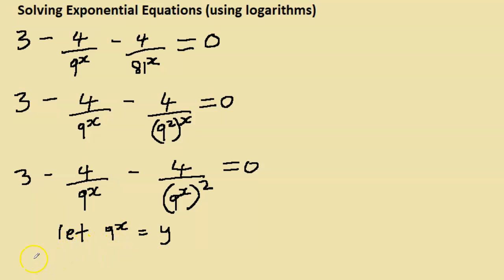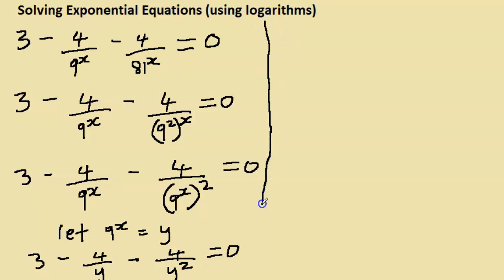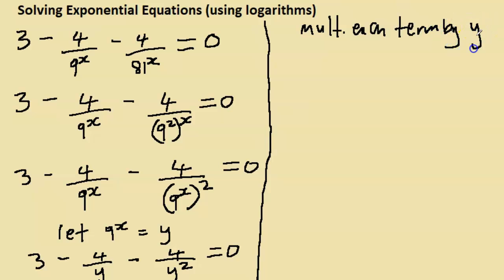And if we do that, then we'll have 3 minus 4 over y, since we're letting 9 to the power of x be equal to y, minus 4 over y squared, since 9 to the power of x is equal to y, is equal to 0. And now we need to get rid of the denominator. So we can multiply each term here by the LCM, which is y squared. So multiply y squared to each term here.